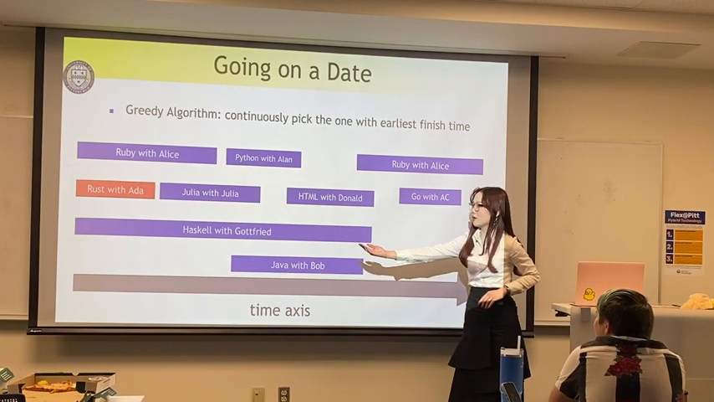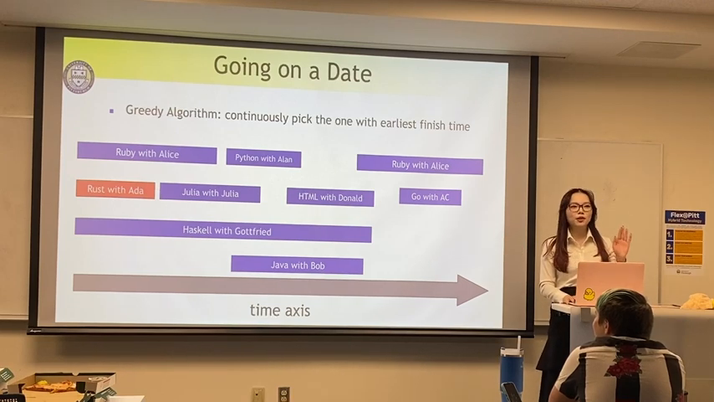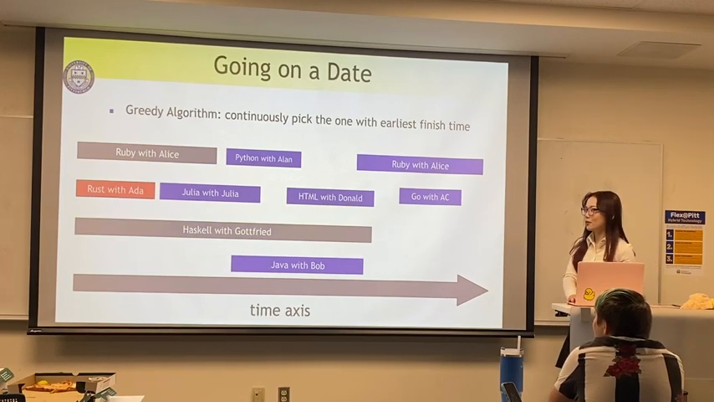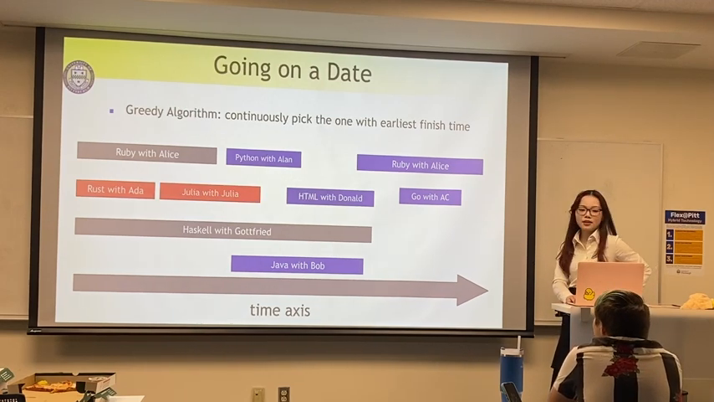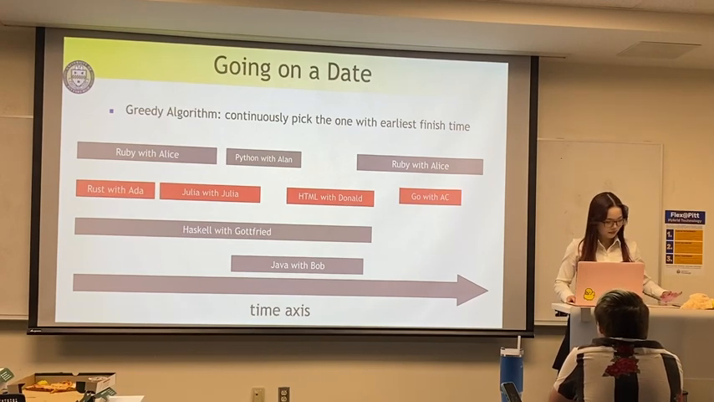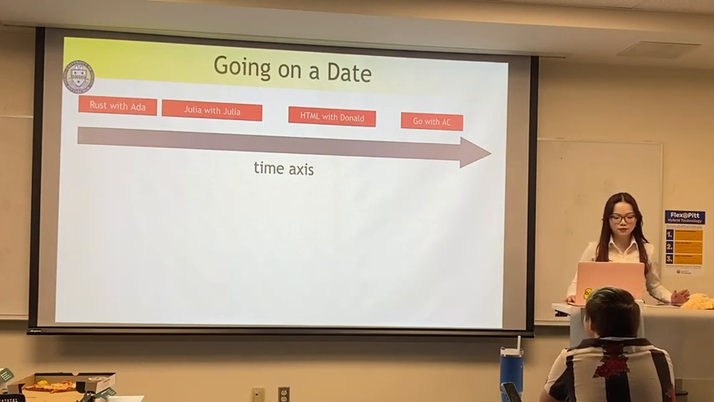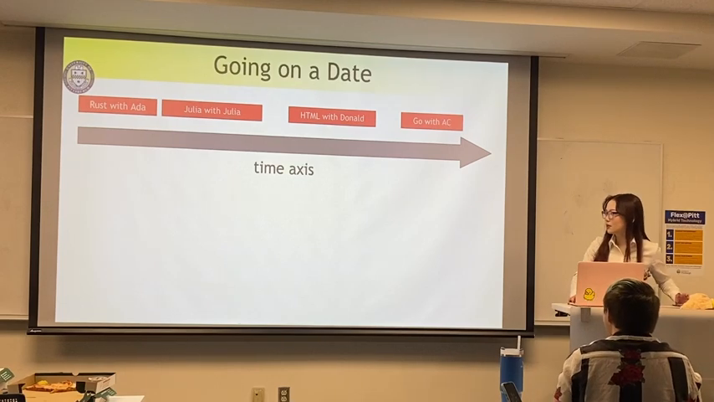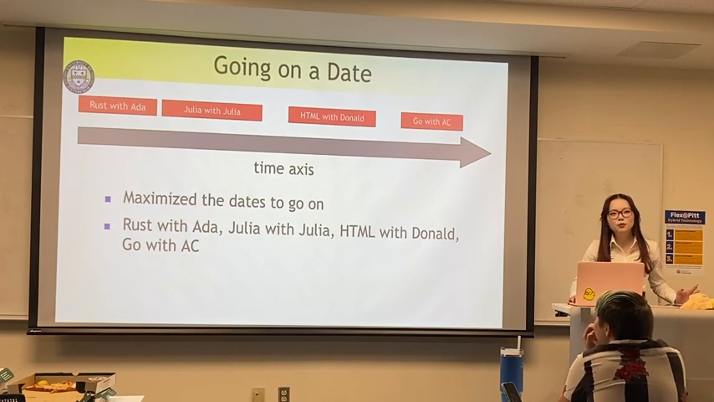So if we start from the time axis, the person with the earliest finish time is Russ with Ada. If we committed to the date with Russ with Ada, we can't go on Ruby with Alice or Haskell with Gottfried. The next person that finishes earliest is Julia with Julia, which means Python with Alan and Java with Bob are disqualified. Then it's HTML with Donald, which disqualifies Ruby with Alice. And then lastly, you do Go with AC. Okay, so with this greedy algorithm, we have our maximized number of dates: Russ with Ada, Julia, HTML, and Go. We didn't cover Ruby, but that's okay.